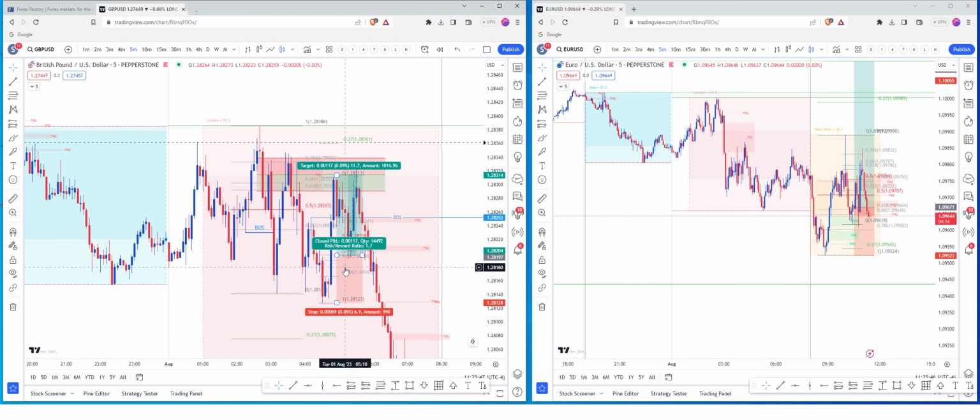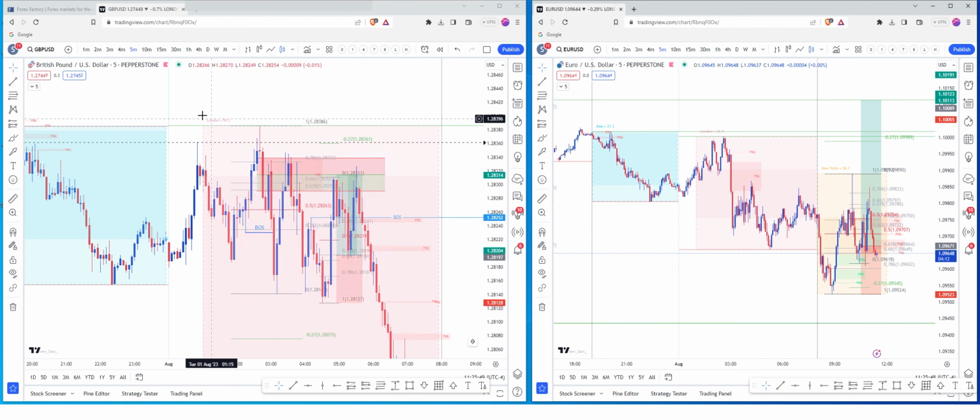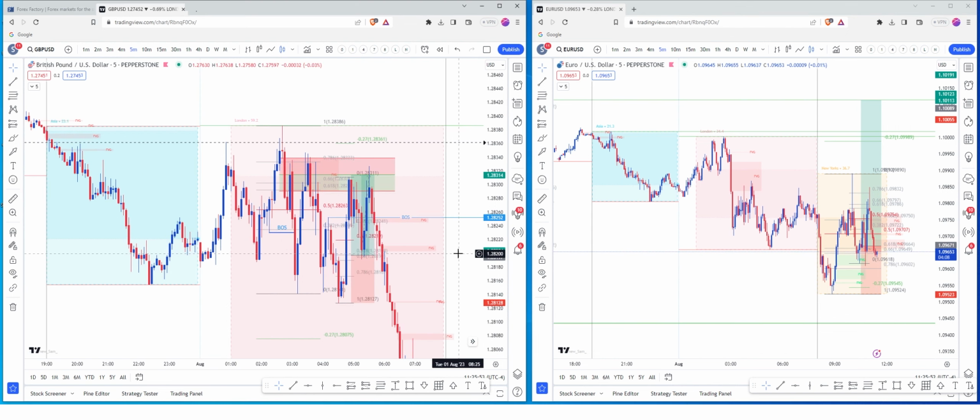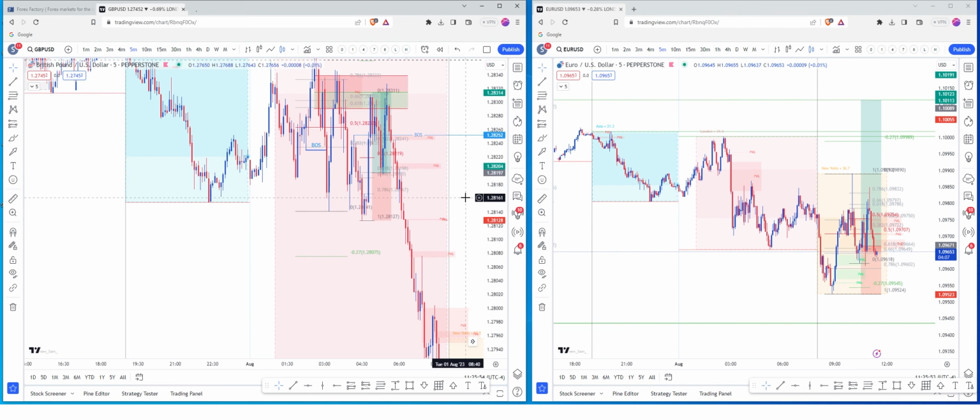However, going back to the trading plan, the pound gave us the textbook optimal trade entry short position, and I did have a slightly bearish bias knowing that we had relative equal lows below us.